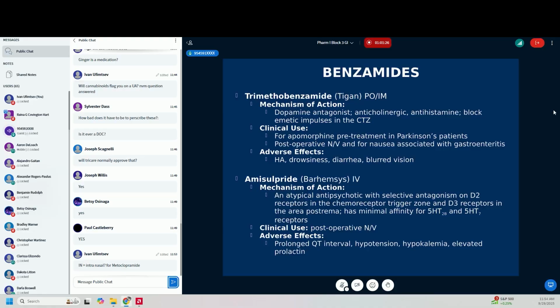Looking at your adverse effects, we kind of talked about them. So diarrhea, blurred vision, drowsiness, basic kind of things. If you think about your mechanism, you can kind of pull some of that out, and you'll also have some issues with some of that movement.